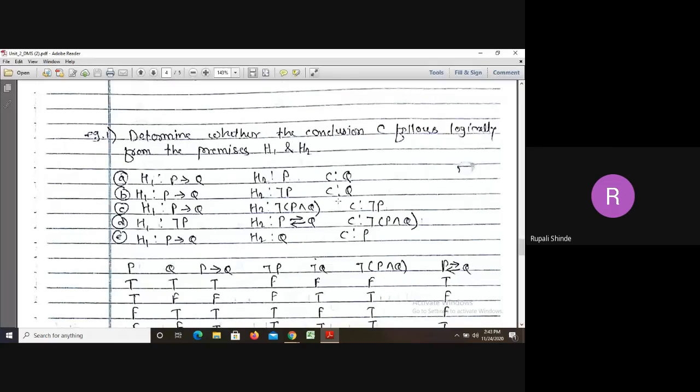I am posting that answer on our WhatsApp group. Check it. Meanwhile, you can solve the next one. Question number D.